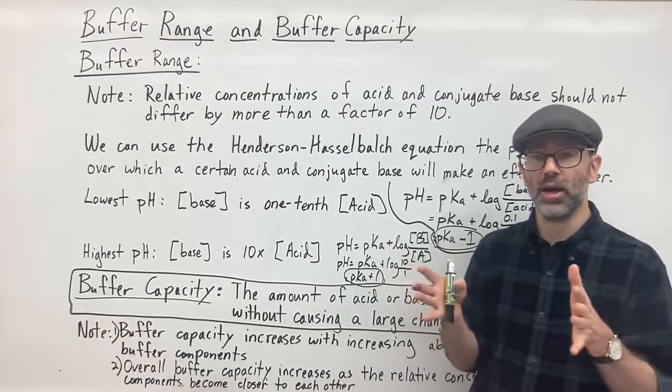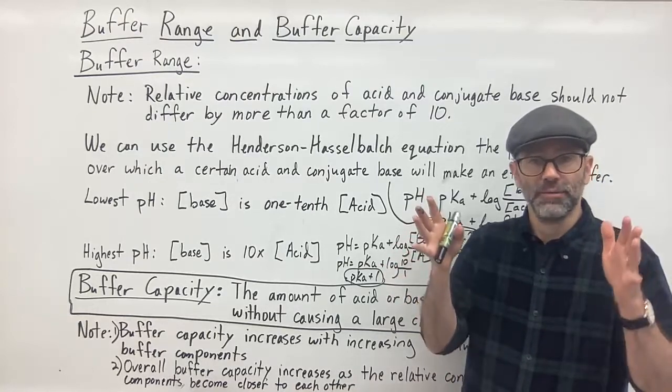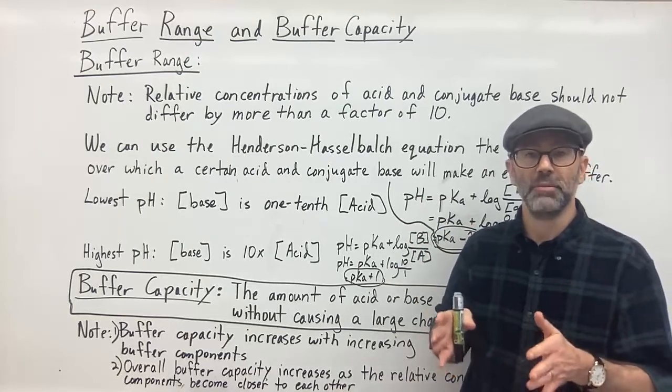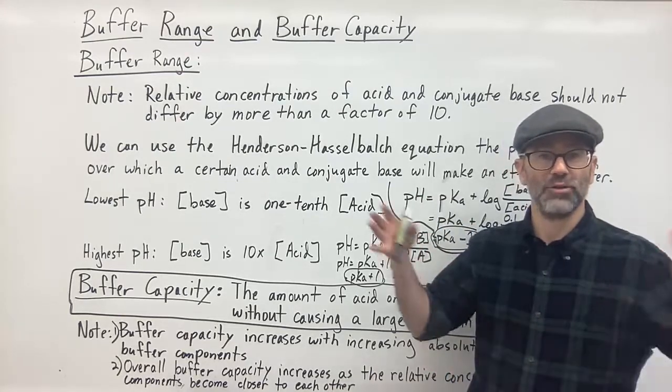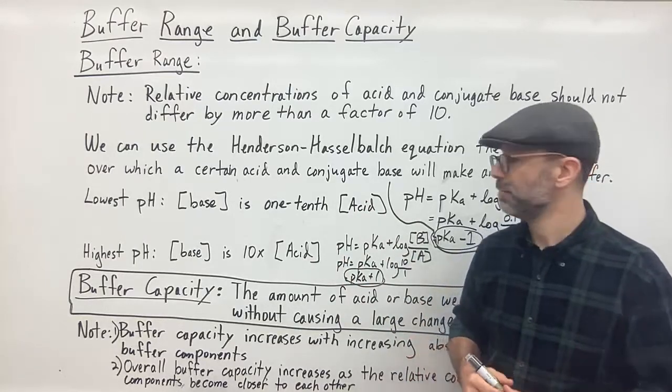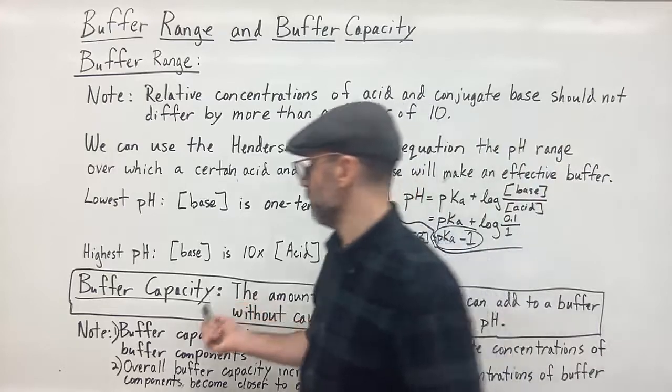So that means as long as the pH of the buffer falls within that range, then it's going to be an effective buffer. If the pH of the buffer falls outside of that range, then it is no longer an effective buffer. Okay, so that brings us to buffer capacity.